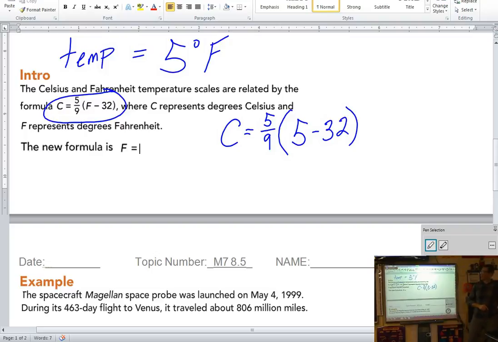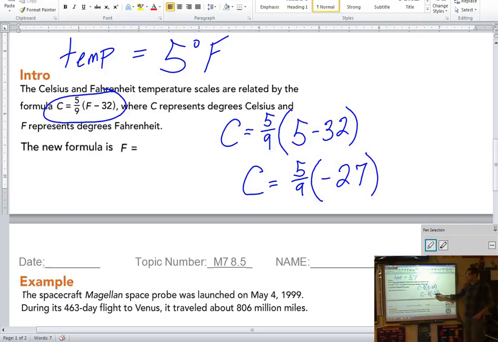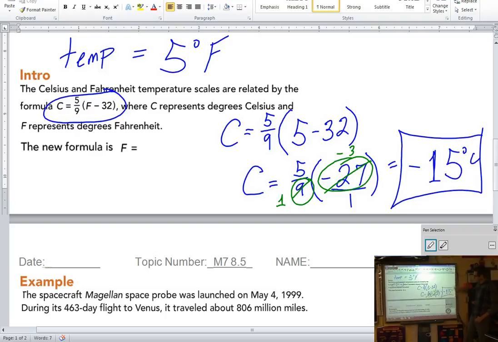The first thing we would have to do, following the order of operations, is solve in the parentheses. So this would become C equals 5/9 times negative 27. The 9 and the 27 work out really nicely, because these can cross-reduce, and this becomes negative 3, and this cancels out to 1. You wouldn't have to do that, but it makes my life easier. So if you looked at your weather app in Celsius, this morning was negative 15 degrees.